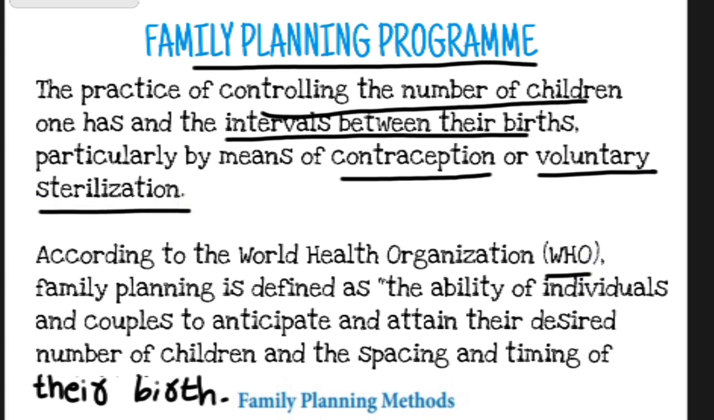According to WHO, we do have a definition, that is the ability of individuals and couples to anticipate and attain their desired number of children and the spacing and timing of their births. The definition might be different, but the meaning is the same. That is to control the number of children in a family, and we need to provide time for each birth.